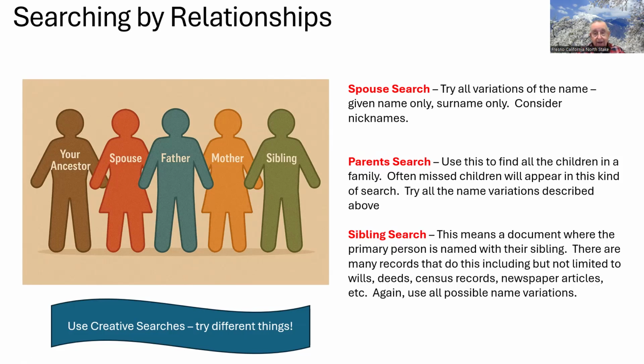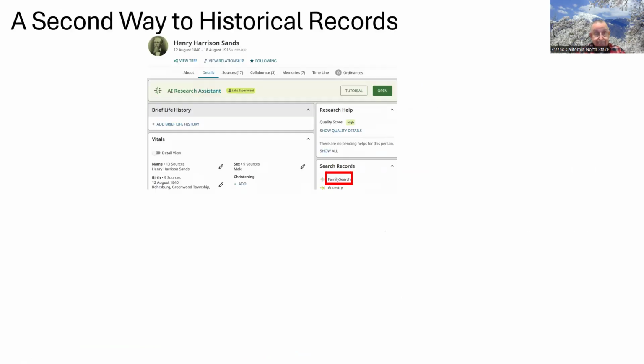Okay, on the sibling search, this means a document where the primary person may be named with their sibling. You'd be surprised how many of these you might find, especially when you're doing full text search. And so you may find them in deeds, or wills, census records, newspaper articles, especially obituaries. There are quite a few records where you might find at least some of the siblings listed together. And you may have to use different variations for their names.